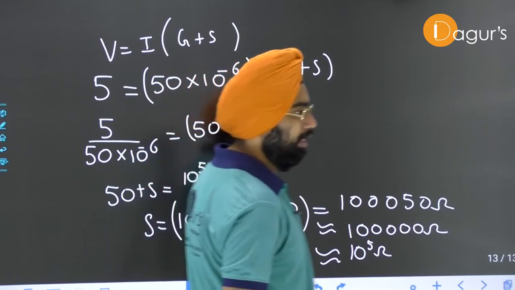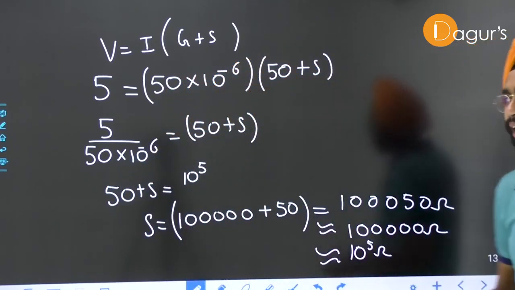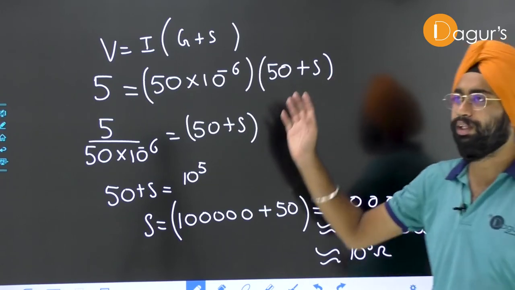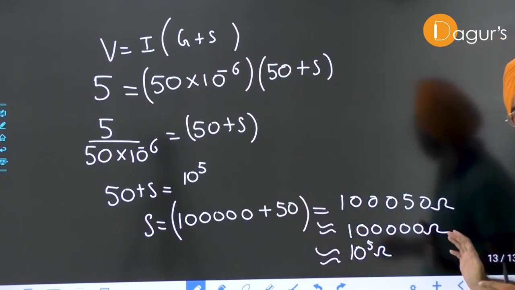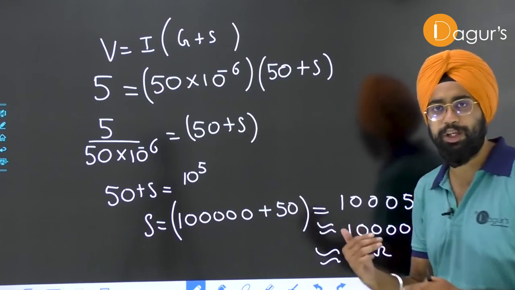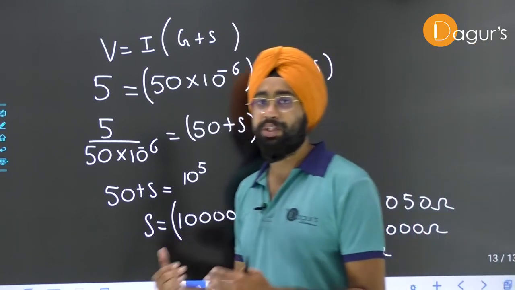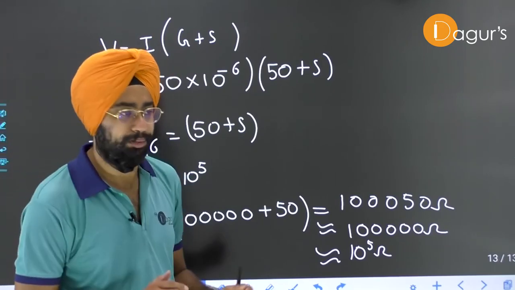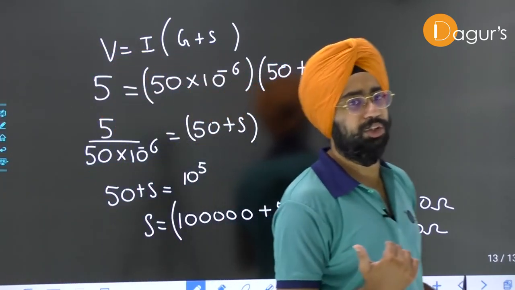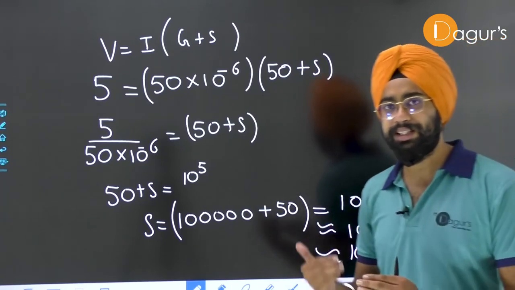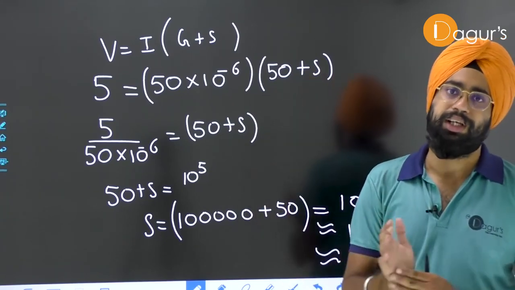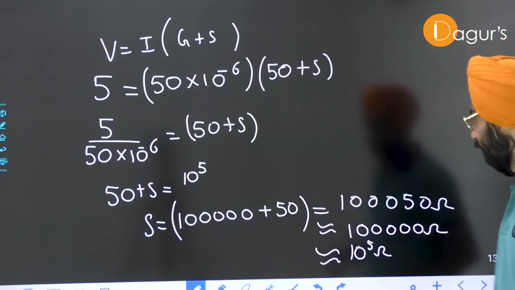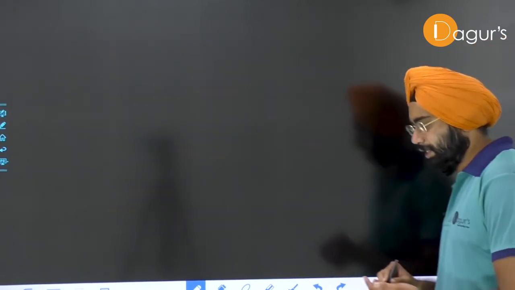So, what we are seeing actually here is that the value of the resistance S is much higher than the value of the galvanometer resistance, which is G. And in the ammeter we saw that the value of the shunt S is lesser than G, and in the voltmeter the value of S is larger than that of G. So, there are a few points, let us write.